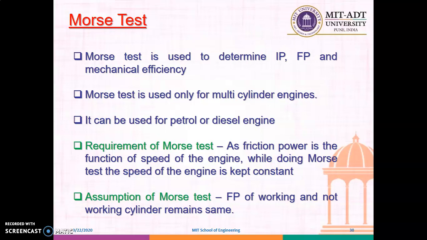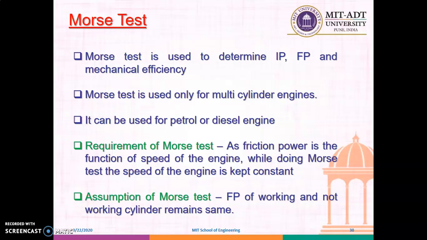Before going to the Morse test, we will revise the definitions of indicated power, friction power and mechanical efficiency. What is indicated power? Indicated power is power produced inside the cylinder on top of the piston after combustion of fuel. What is friction power? Friction power is nothing but power lost in friction and power required to run the various auxiliaries like water pump, lubricating oil pump, dynamo, valve operating mechanism, ignition system in case of SI engine, and in case of a diesel engine, to drive the fuel pump, we require friction power.